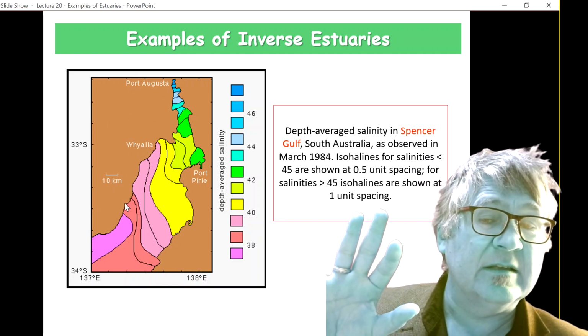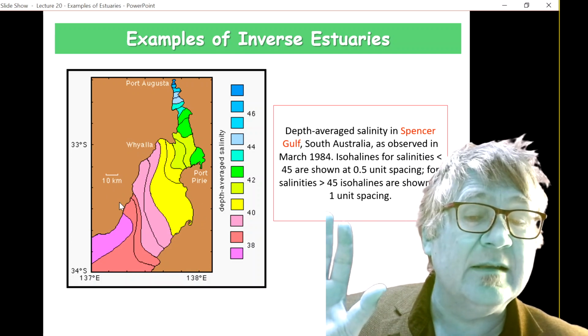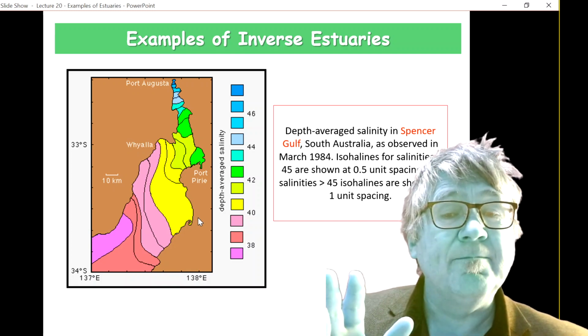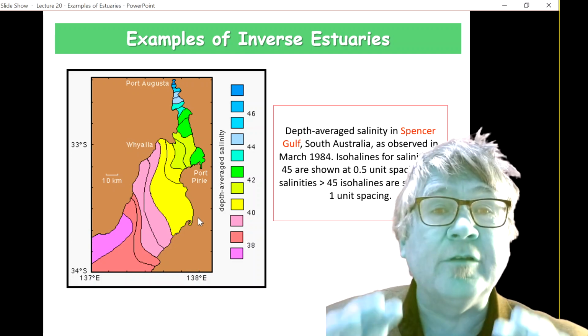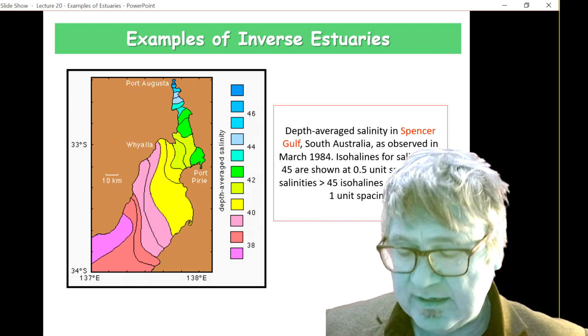Look at that. If you compare the both sides, you can see on one side is lower salinity, on the other side is bigger salinity. This is proof of the Coriolis force. Okay, this is the inverse estuary.